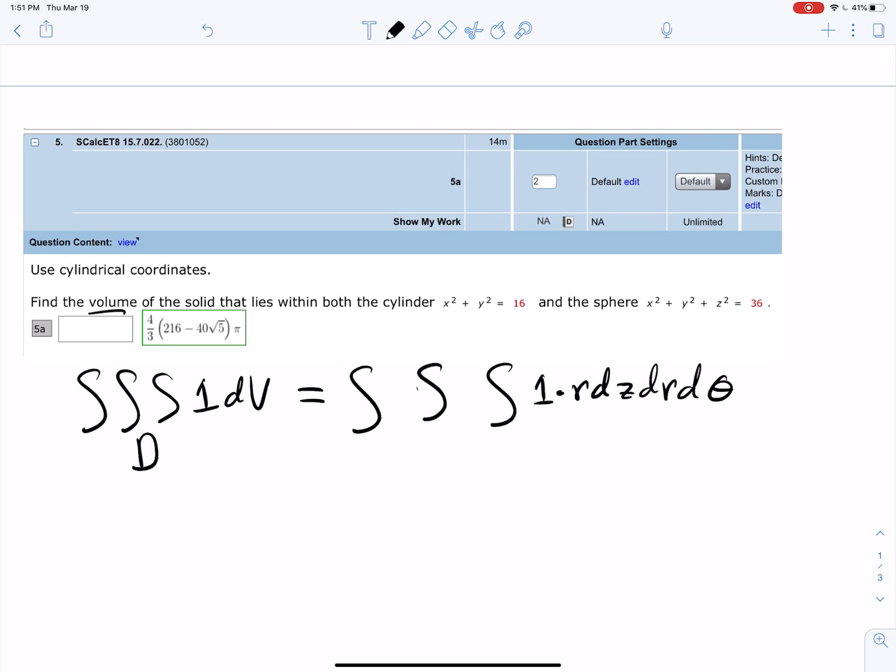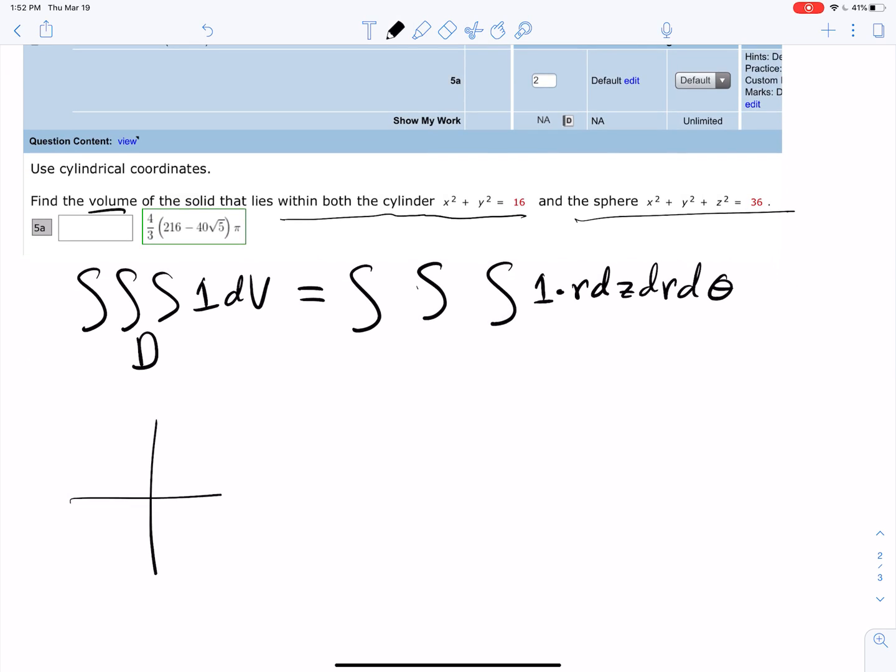That will be cylindrical coordinates now. And to work that out, we're going to need to know what the region is. So it says it's within the cylinder and the sphere. That lies within both the cylinder and the sphere.